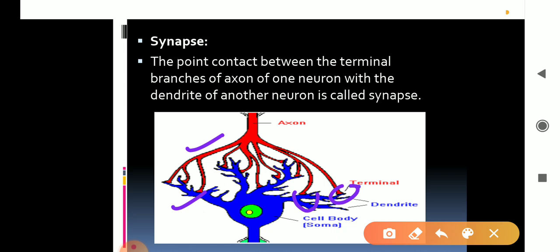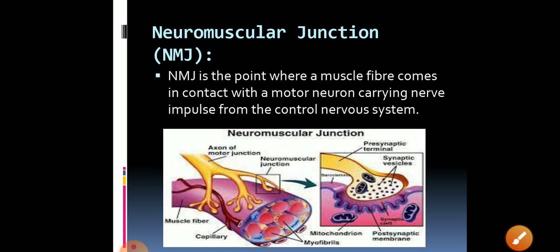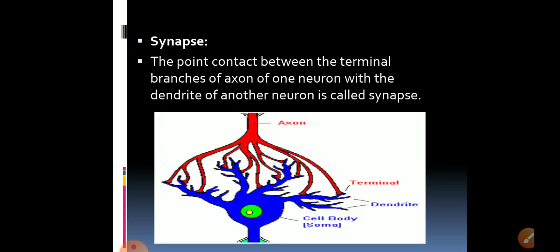Synapse. Right? Okay. Now next is the neuromuscular junction. I want to tell you one more thing: at the synapse, the electrical impulses set off the release of some chemicals, and these chemicals cross the gap and start a similar electrical impulse in the dendron of the next neuron. It means the synapse acts as a one-way valve, right?